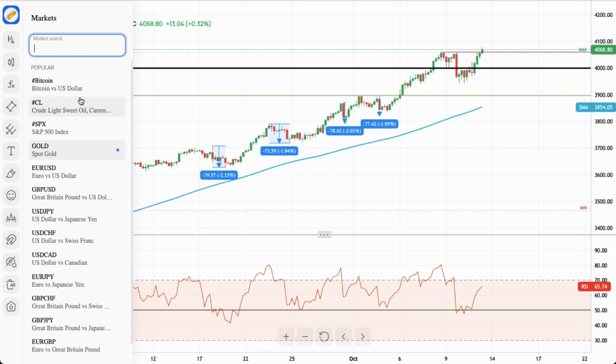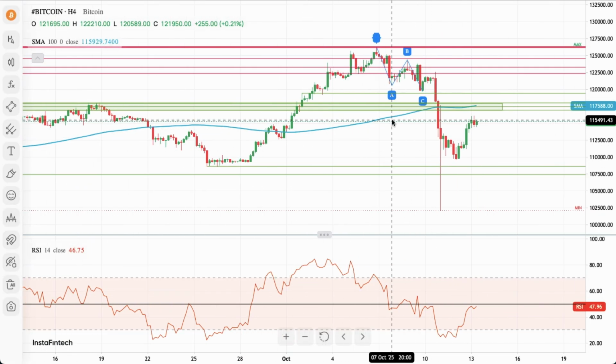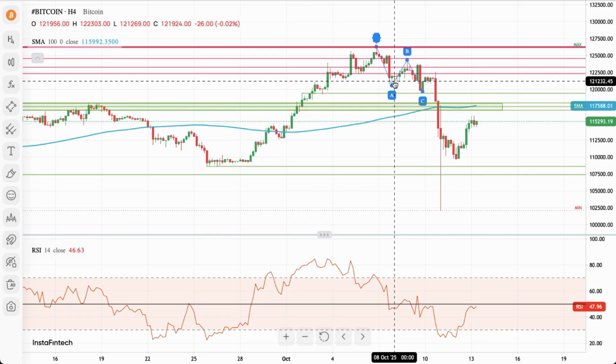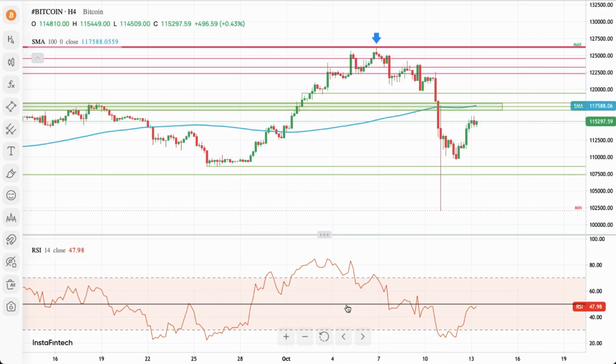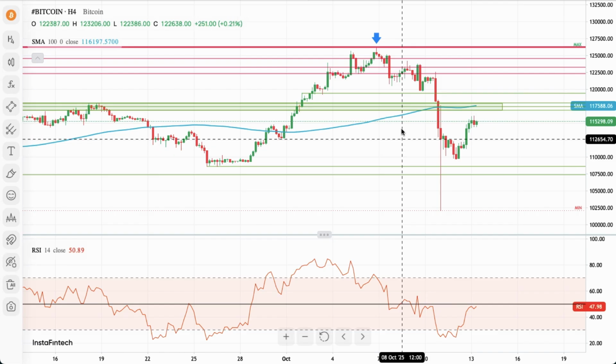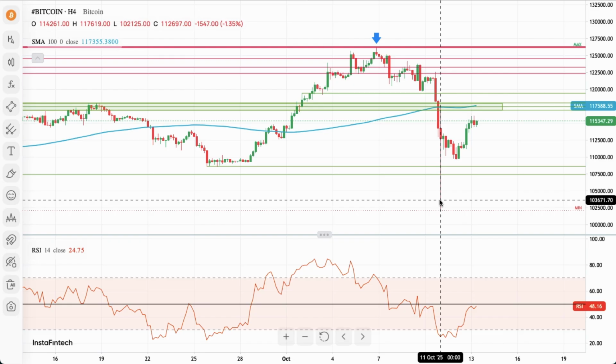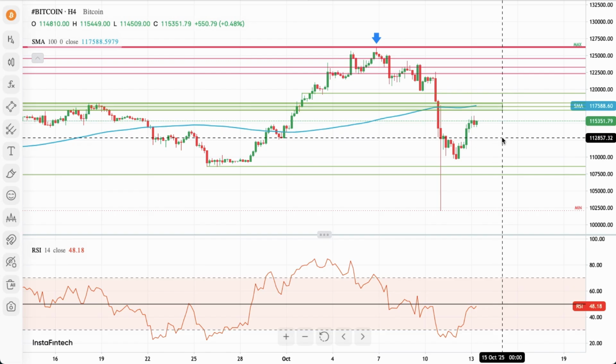Now let's take a look at the Bitcoin, because we got the biggest liquidation in the history of crypto last Saturday. So we got this movement to the downside here, down towards 2,125. Most of it has been retraced anyway.